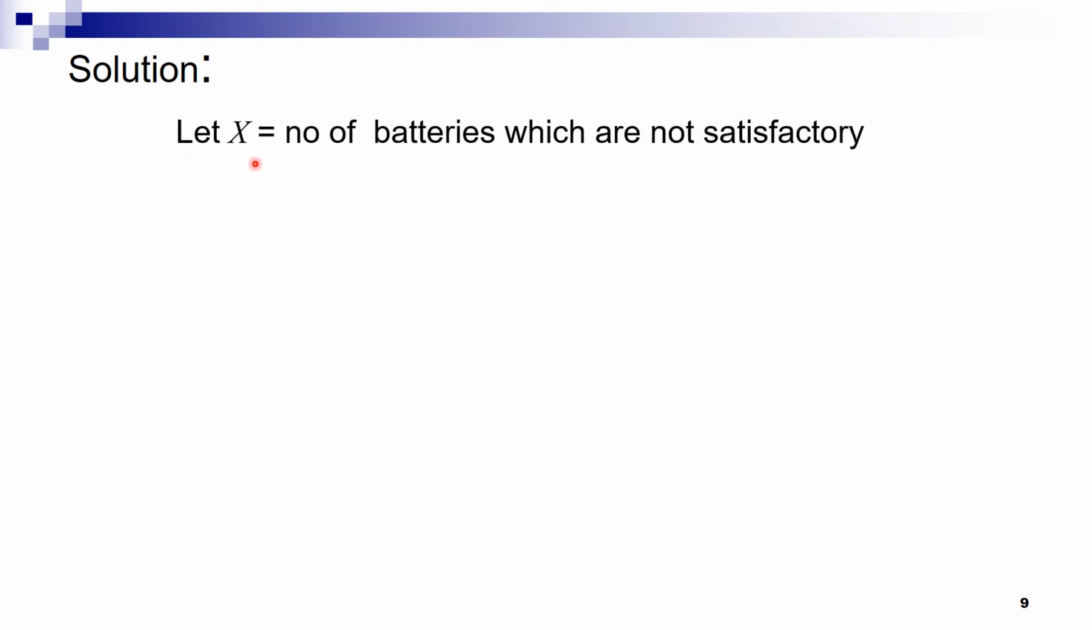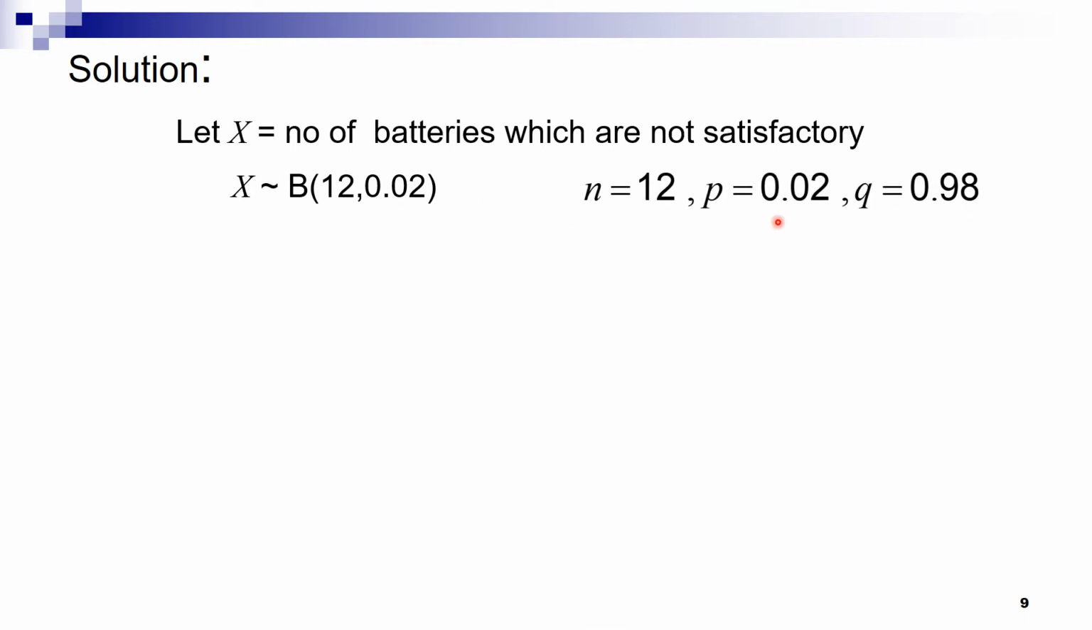Again, you have to define your x. So your x is the number of batteries which are not satisfactory. And your x is binomially distributed with n = 12, and the probability of getting a battery which is not satisfactory is 0.02. So your n is 12, p is 0.02, your q must be 0.98. Okay? So the first one, what is the mathematical sentence?